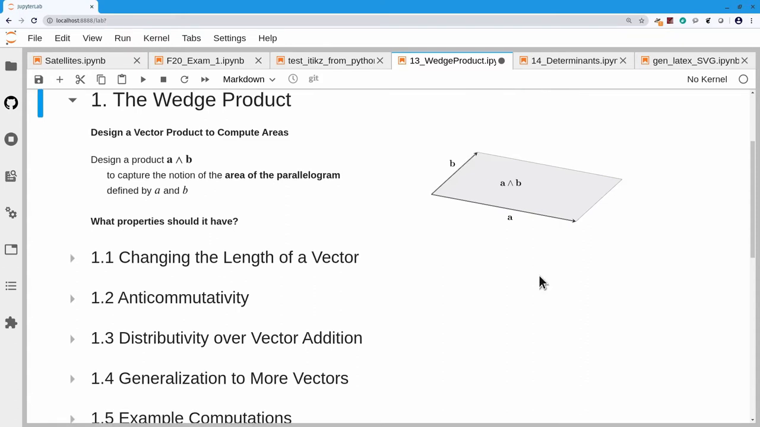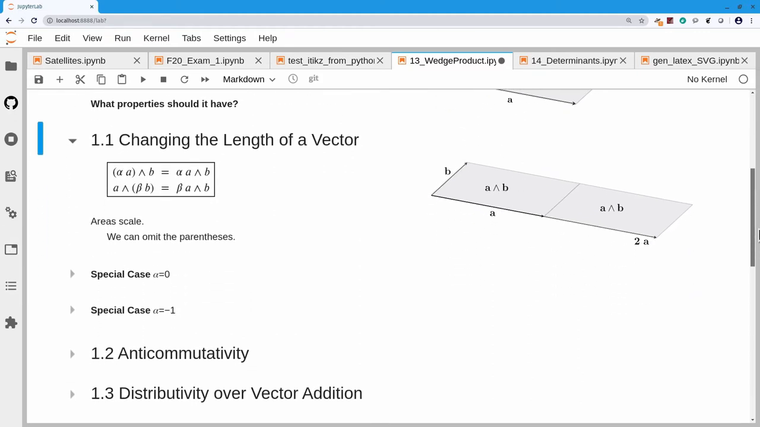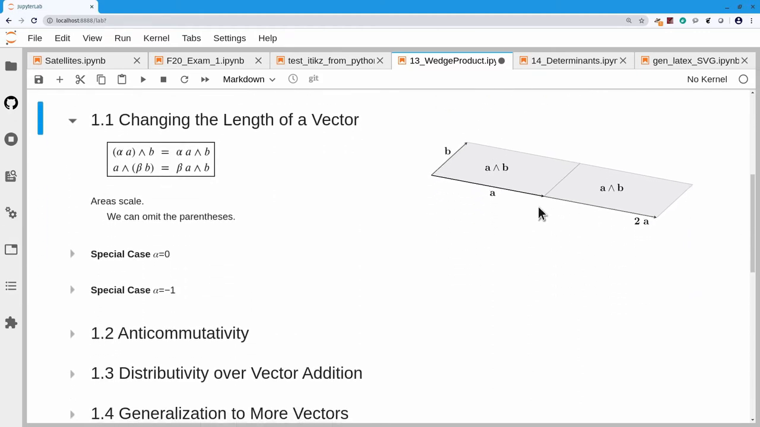So the question is, what properties should such a product have? Let's start discussing what we might see. So look at the figure first. Suppose I take my area defined by A and B, A wedge B, and let me scale that vector A, let's say by a factor of 2. So instead of A, I'll look at 2A. Then 2A wedged with B, well, that's A wedged with B on the left and A wedged with B on the right, that should just be twice the area as before.